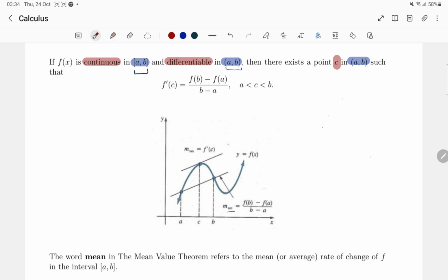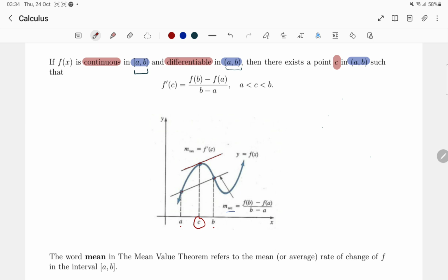So what this is meaning is shown by this diagram. For an interval [a, b], there exists this c such that f of b minus f of a over b minus a, the gradient of this secant, is equal to the gradient of the tangent. That is what it means.